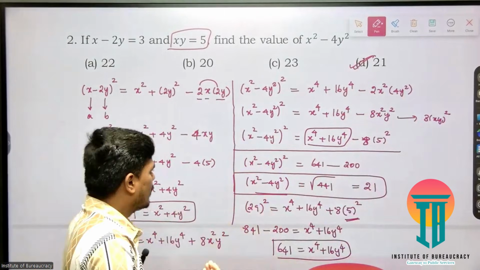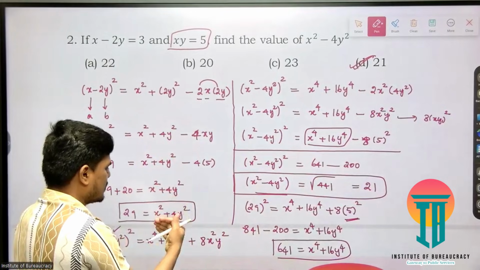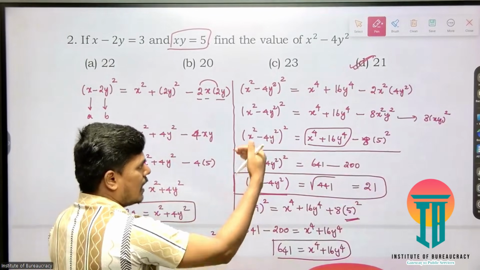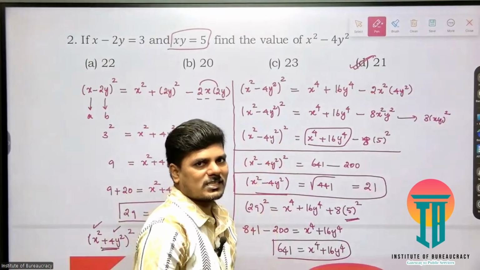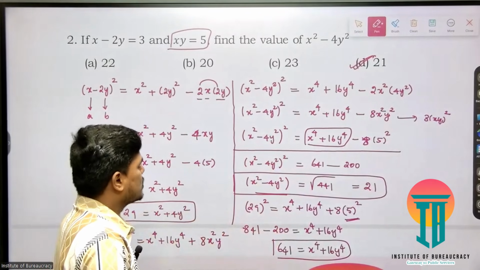So in this problem, we have applied the (a minus b) whole square formula as well as the (a plus b) whole square formula successfully. And then again we applied the (a minus b) whole square formula in order to get the answer. This is the answer for this question.